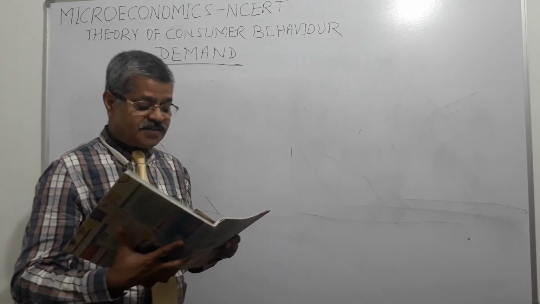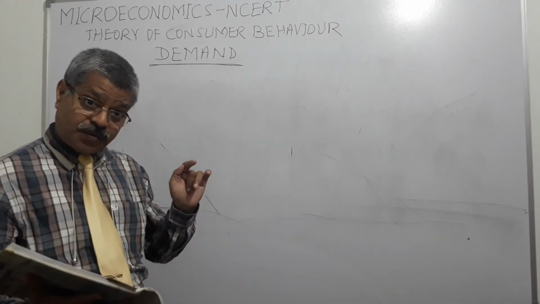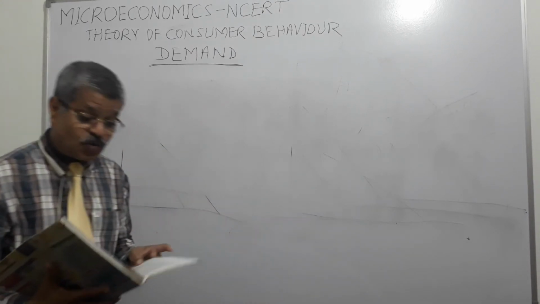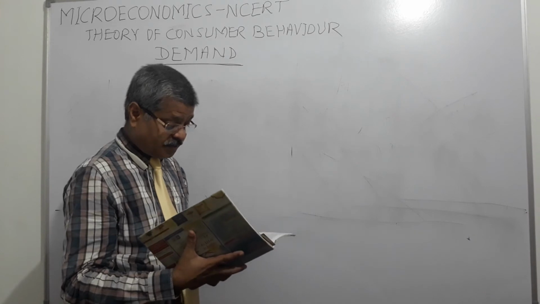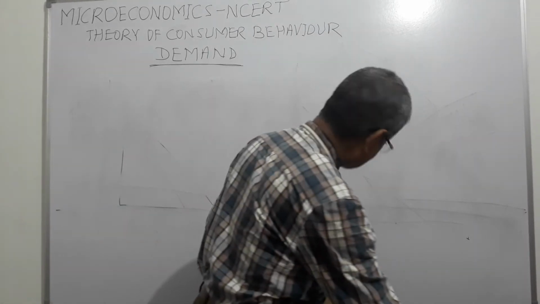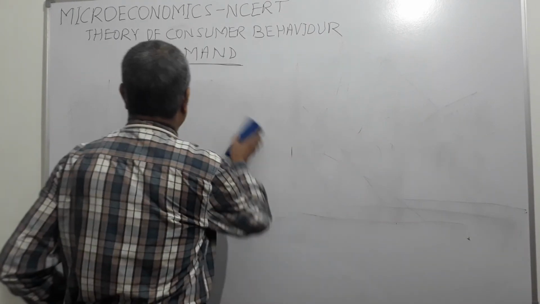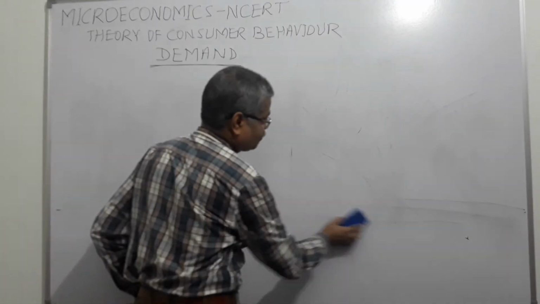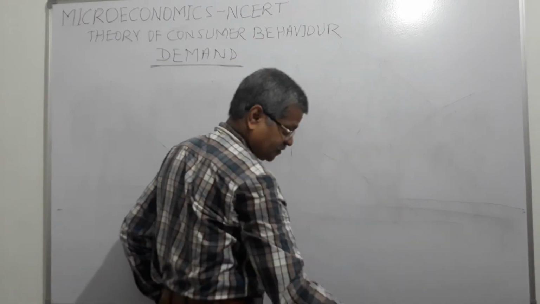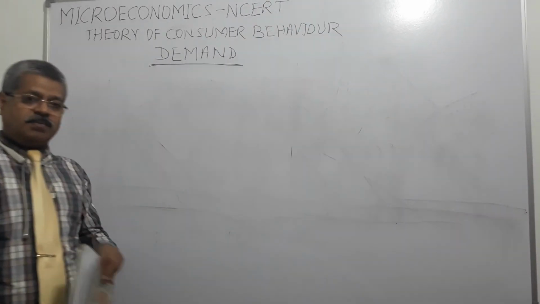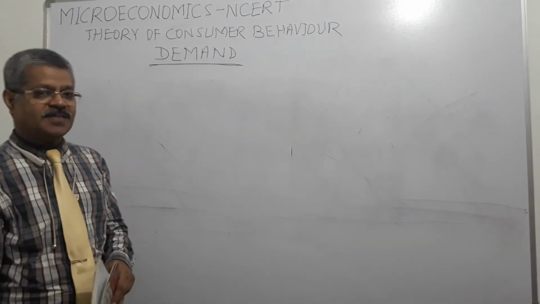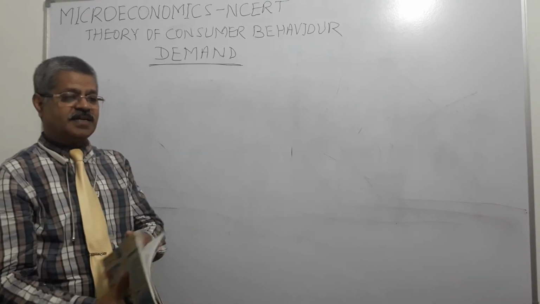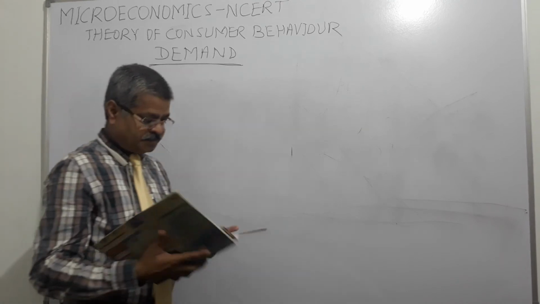The inverse relationship between the consumer's demand for a good and the price of the good is called the law of demand, right? What is the law of demand? There is an inverse relationship between the price of a good and the demand for the good. When the price goes up, demand goes down. When the price goes down, demand goes up. That is called inverse relationship, and that is the law of demand, right?